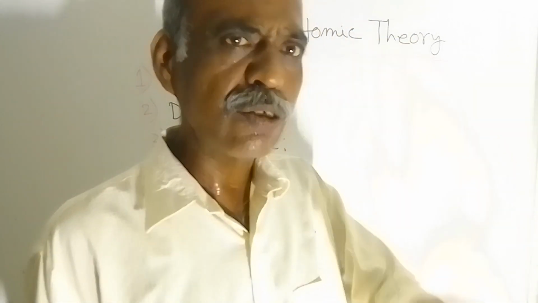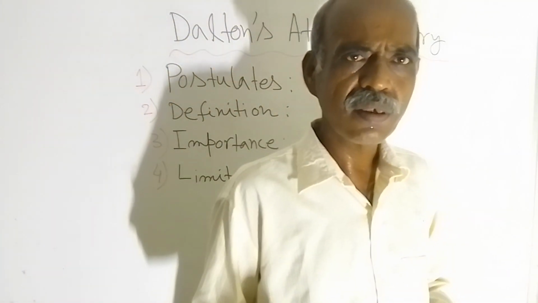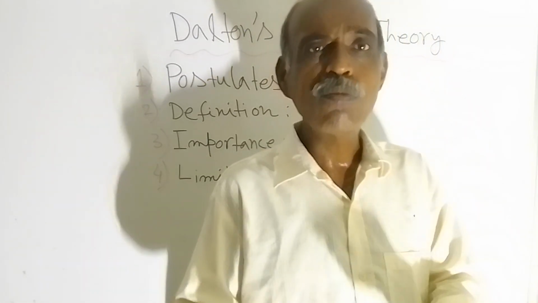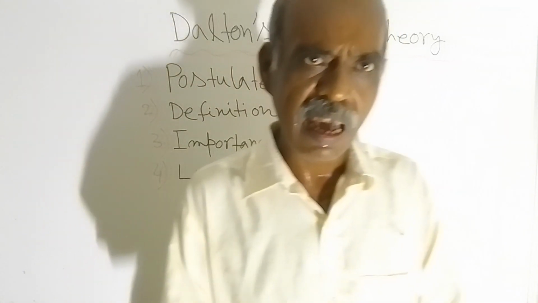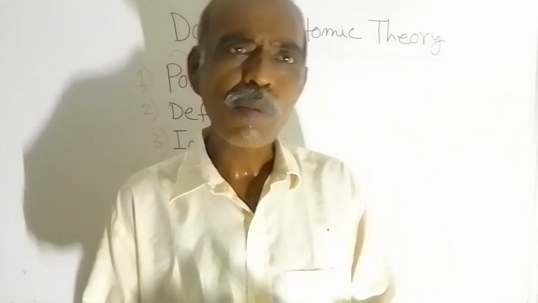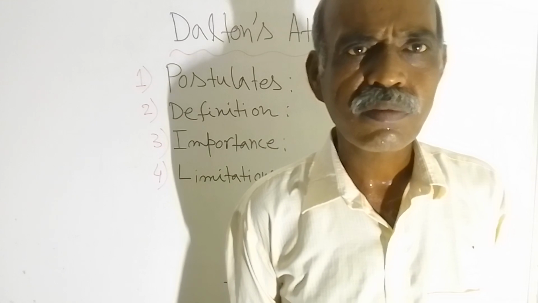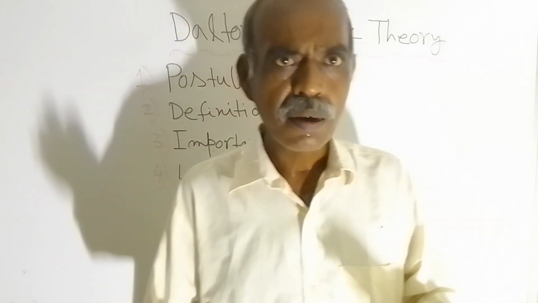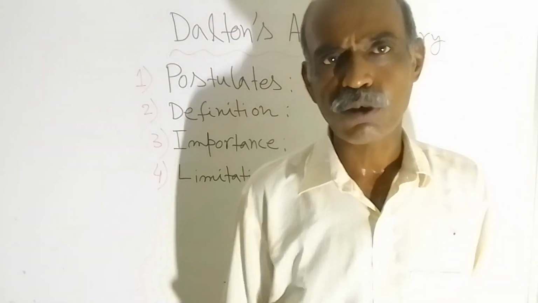Then comes isobars and isotopes. You know isotopes and isobars. In Dalton's atomic theory, it was mentioned that atoms of the same element are the same in all respects. Means if you compare the mass, the size, the physical properties, in all respects they are the same. But in case of isotopes, we know that masses are not the same for atoms of the same element. And in case of isobars, in spite of having the same masses, the elements are different. So these are the limitations of Dalton's atomic theory.